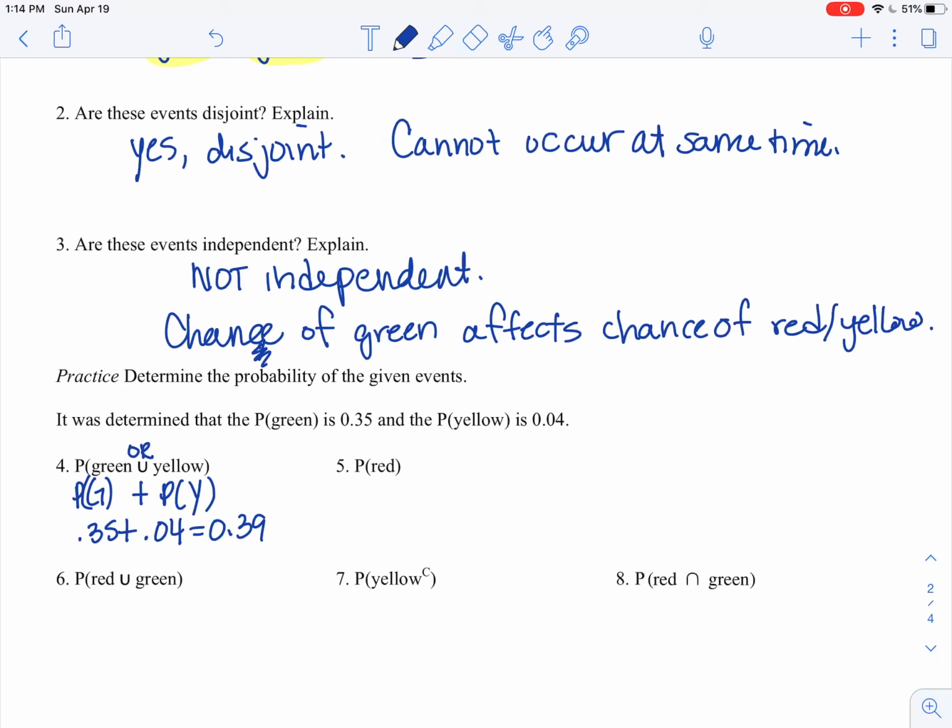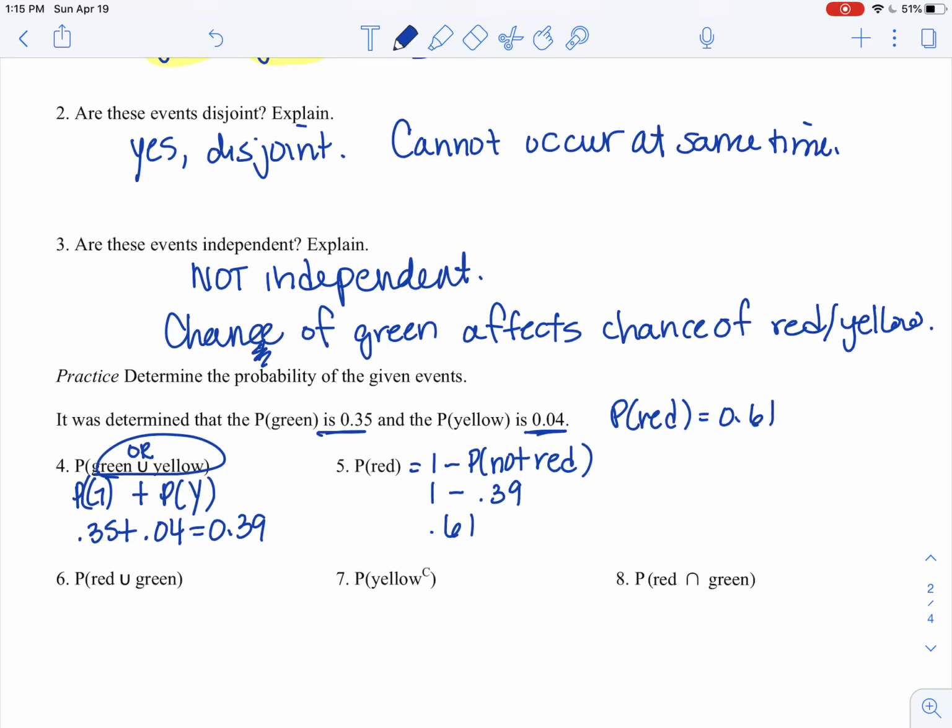If I now want to figure out the probability of it being red, remember you can use the complement rule: 1 minus the probability of it being not red. Well, if it's not red, what is it going to be? It's going to be green or yellow. So I can do 1 minus 0.39, or 0.61. That's the chance of the light being red. So again, I just want to point out, if you now take the chance of green plus the chance of yellow plus the chance of red and add them all together, they have to add up to be 1, because those are the only 3 things in the sample space.